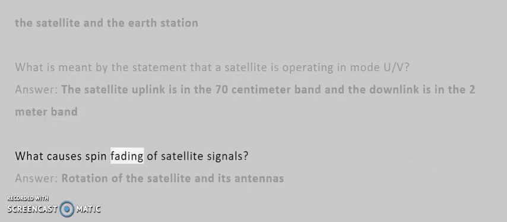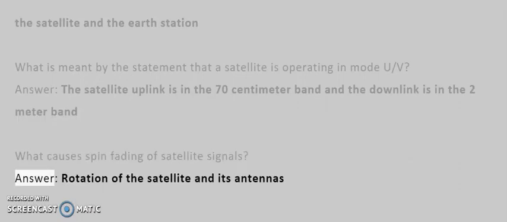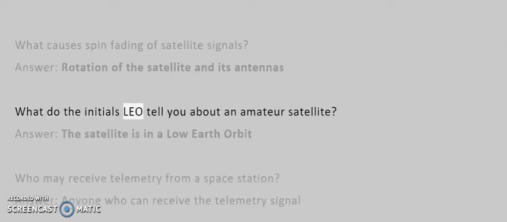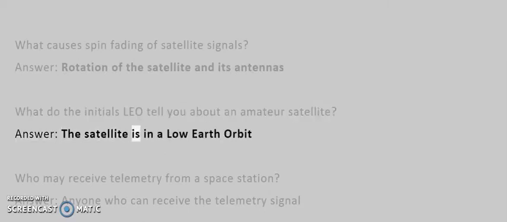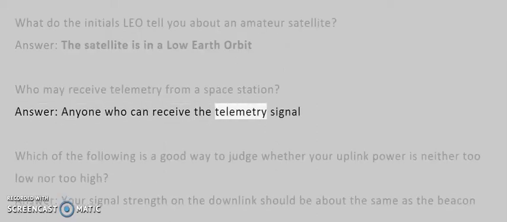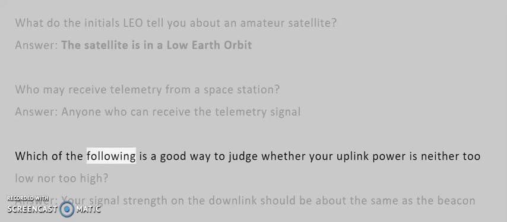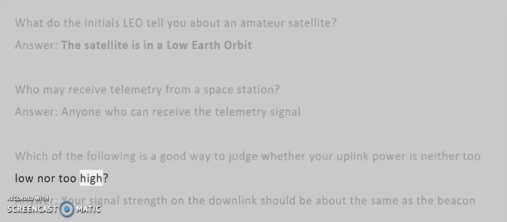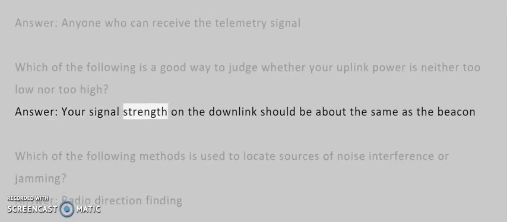What causes spin fading of satellite signals? Answer, rotation of the satellite and its antennas. What do the initials LEO tell you about an amateur satellite? Answer, the satellite is in a low Earth orbit. Who may receive telemetry from a space station? Answer, anyone who can receive the telemetry signal. Which of the following is a good way to judge whether your uplink power is neither too low nor too high? Answer, your signal strength on the downlink should be about the same as the beacon.